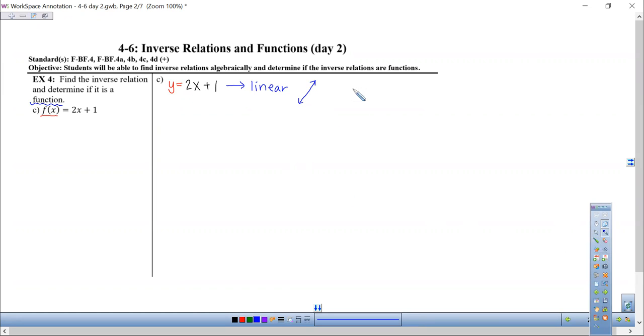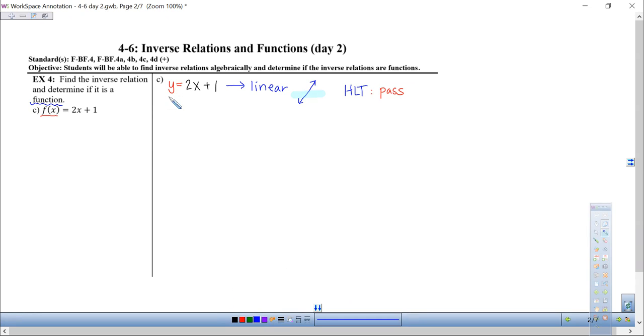If I think about the horizontal line test, if I cannot draw a horizontal line that will cross my graph more than once, then I know that this is a function. That is true. This one will pass the horizontal line test because any horizontal line I draw will only ever cross a linear function one time. So what that means is that at the very end, my inverse is a function. I will be able to change the name to f inverse when I get my answer.